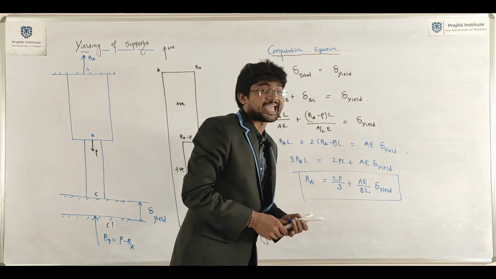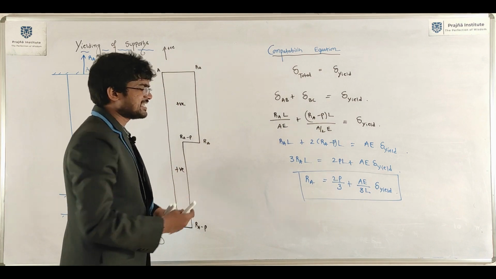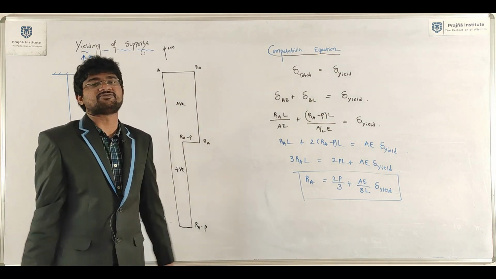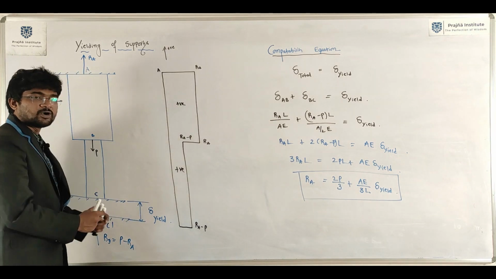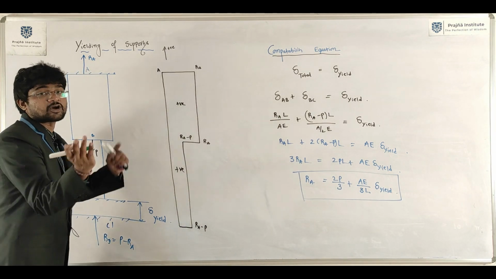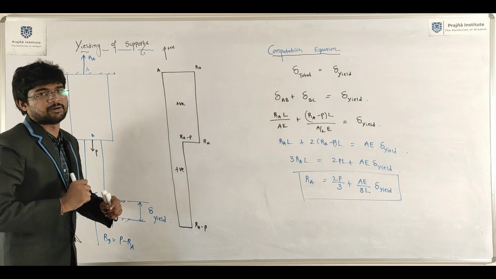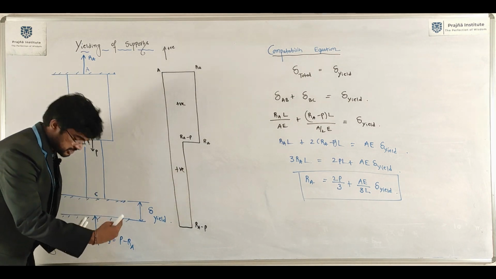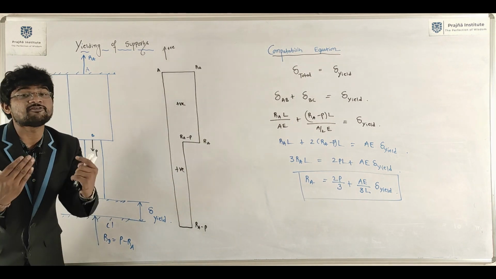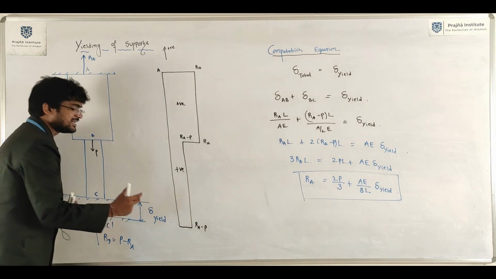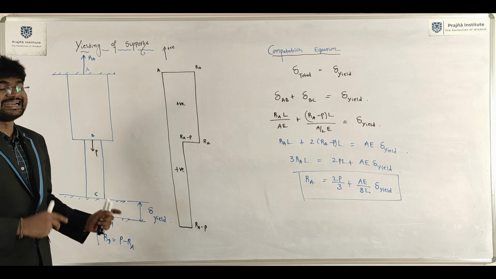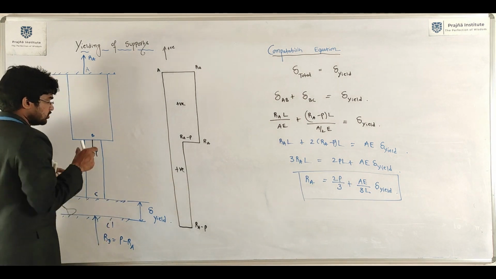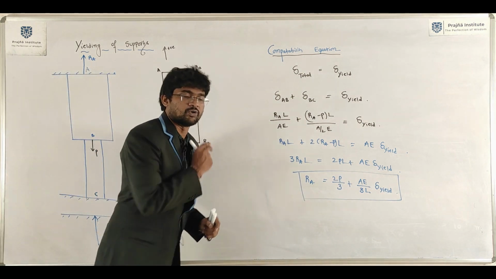I write a delta gap came there. It's exactly the same. Both are the same, but the physical meaning is different. Delta gap means some gap is provided between the support and the free end of the compound bar. That is the delta gap problem. Here, the support itself yields by delta yield. The support itself moves a distance of delta yield due to application of axial load.